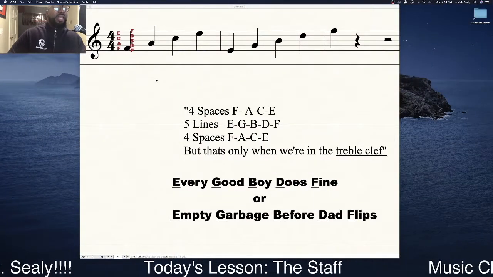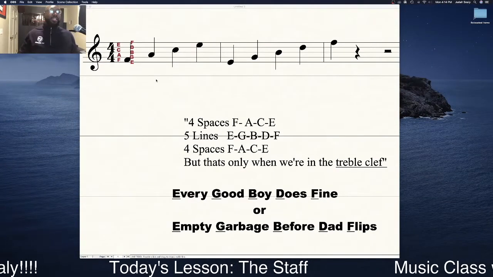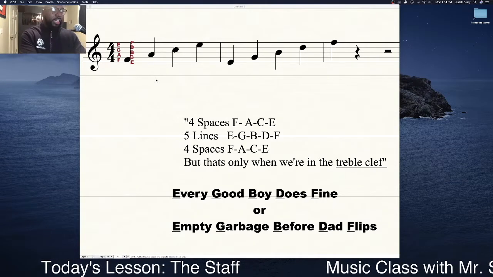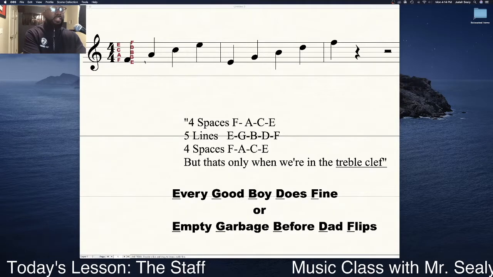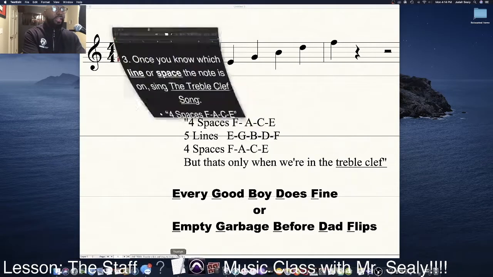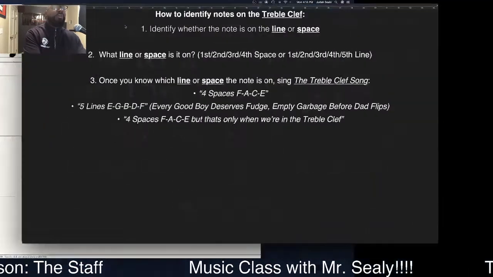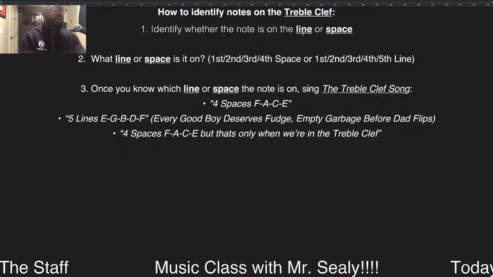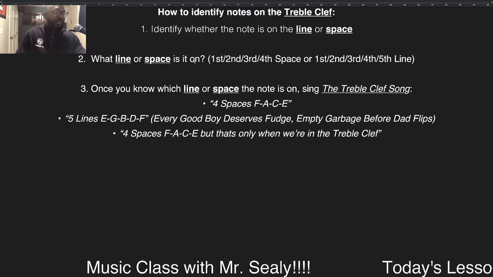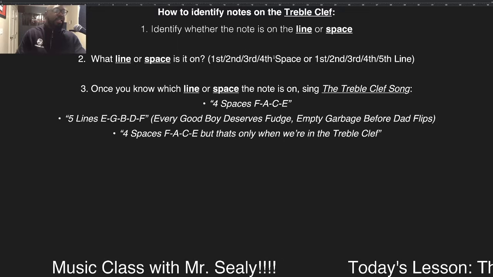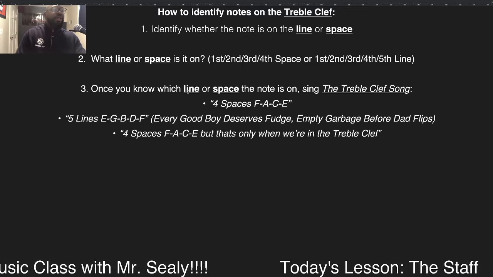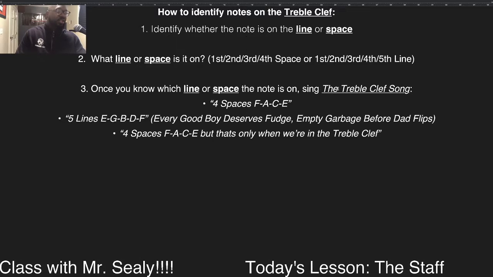Okay, scholars, now that we've sung the song and got our voices all warmed up, we sing that treble clef song to help us remember that the 4 spaces are F, A, C, E, and the 5 lines are E, G, B, D, F, which is our third step. Our first step, if we go back, let me put them all up here: identify whether the note is on the line or space. Second, what line or space is it on? First, second, third, fourth space; first, second, third, fourth, and fifth line. And once you know which line or space the note is on, we sing the treble clef song.